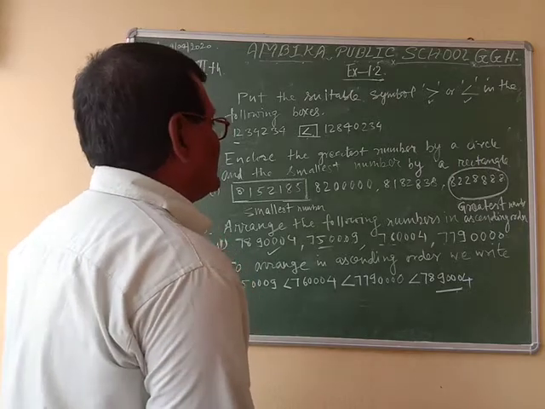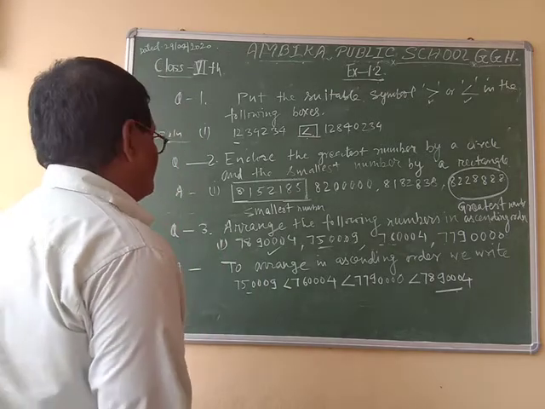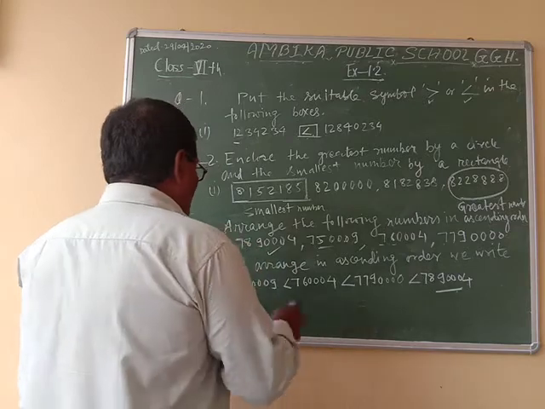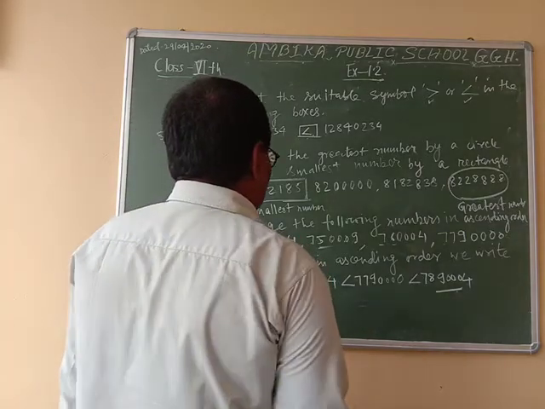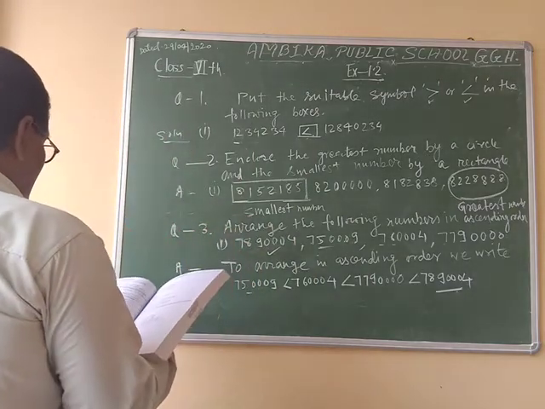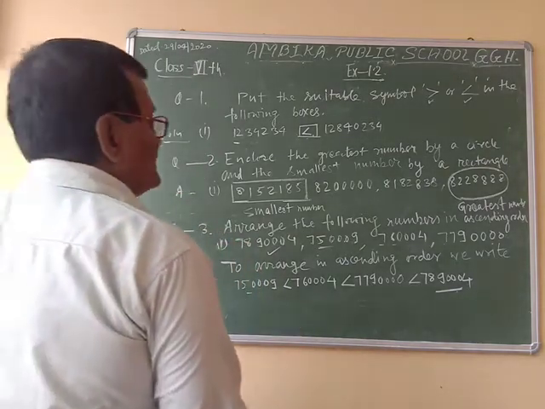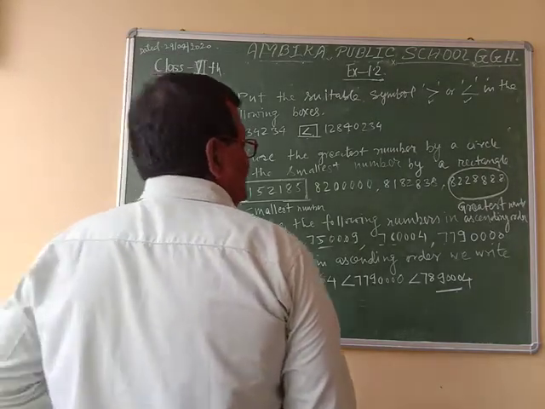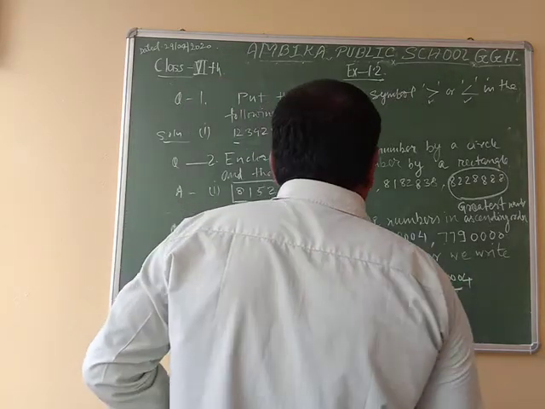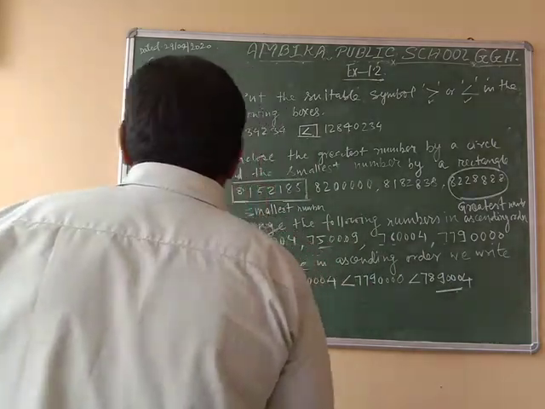To arrange in ascending order, at first we write the smallest number and after that we write the number greater than the first number, and so on. If you have to arrange in descending order, you will write the greatest at first and the smallest will be written last.